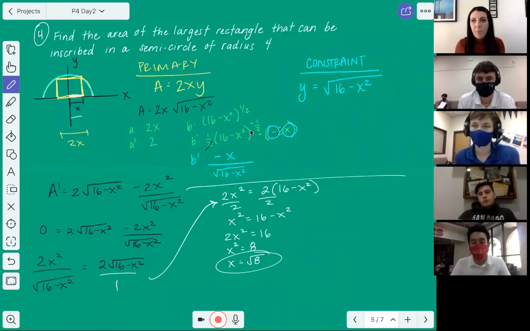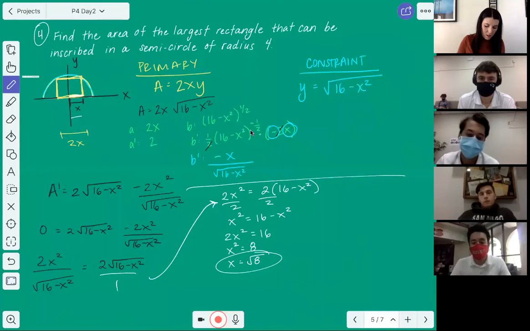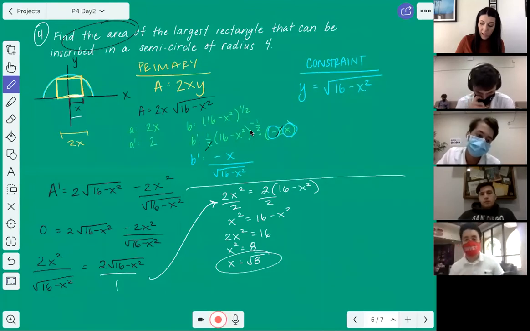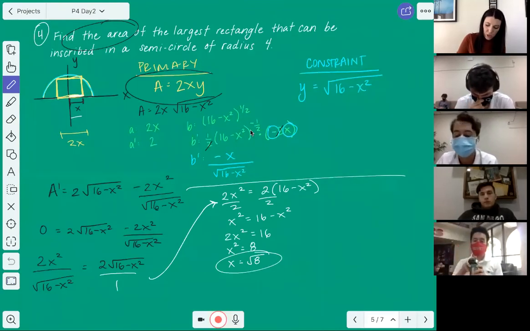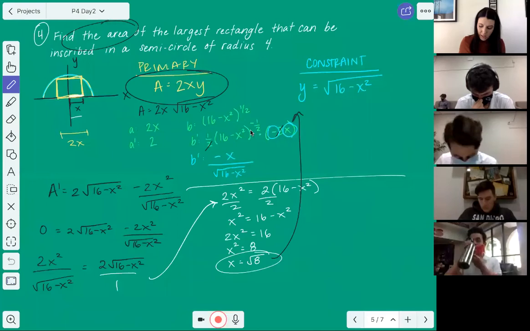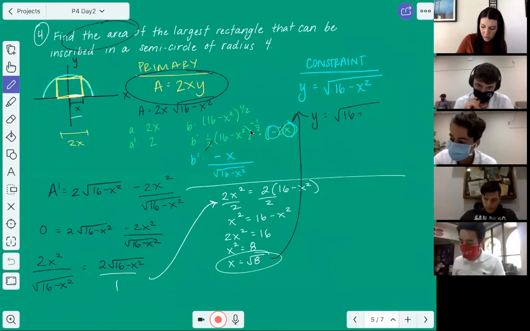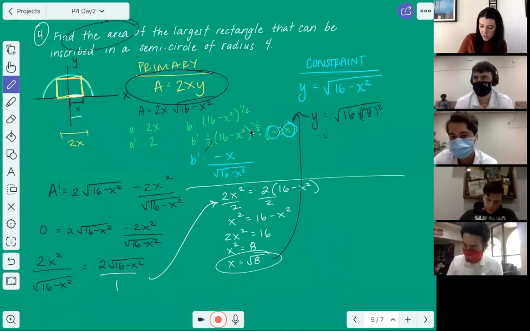Jackson Scrimshire, what are we trying to find and what else do we need to do to get there? We're trying to find the area, so you need to find y. So you would just use that x and plug it back into the constraint. Correct. We need to find our y because our area has 2xy. So we need to plug in x equals the square root of 8 back into our constraint. We get y equals the square root of 16 minus the square root of 8 squared, which is equal to what, Jackson?